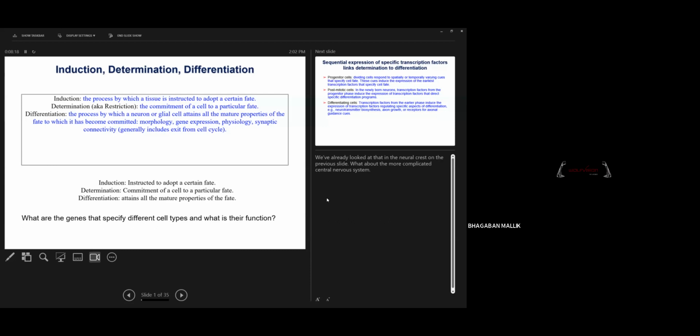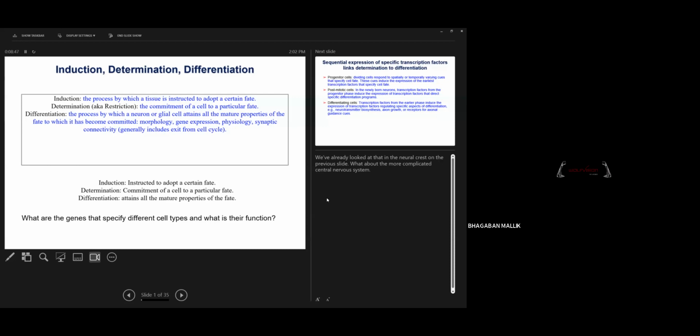Today's lecture is a very complicated lecture, consisting of a lot of genes. I have mentioned them in the slide, which you don't have to remember. There are a lot of genes involved in differentiation. You have differentiation in the cortex, you have differentiation in the spinal cord. So I will be dealing with this today.